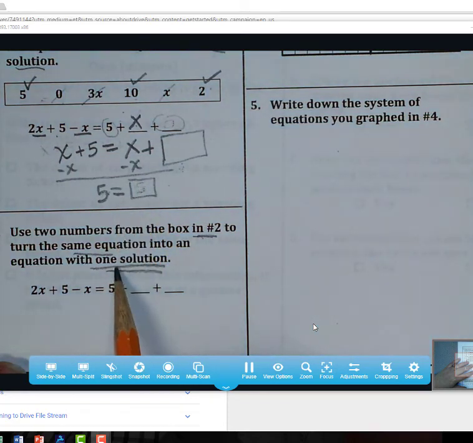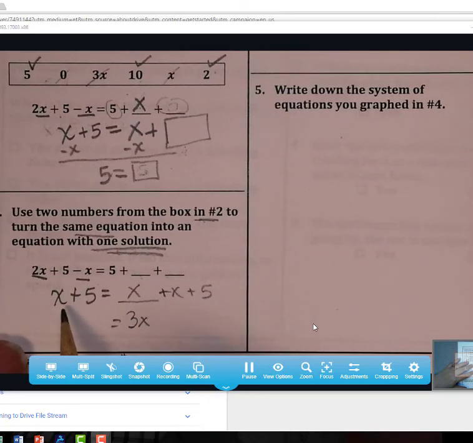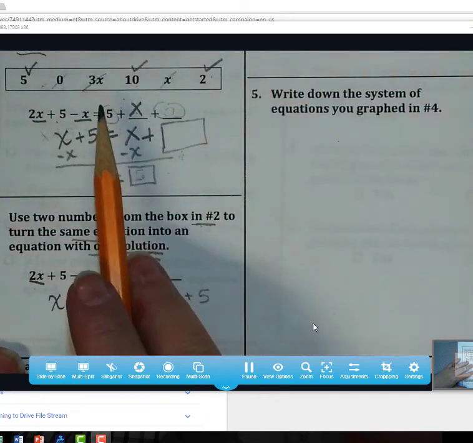If I want there to be one solution, what it means is that when I combine the x's, this would be x plus 5. I don't want this to be x. So what could I do? I've got two blanks here, right? So I could say x plus 5. That'd be fine. Or I could say 3x. This is still going to be x plus 5. I could use the 3x.